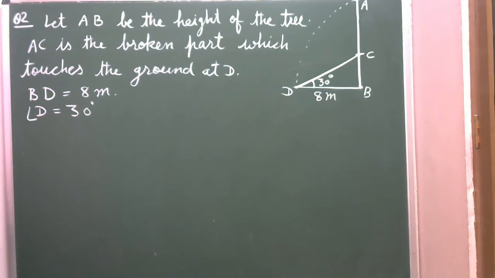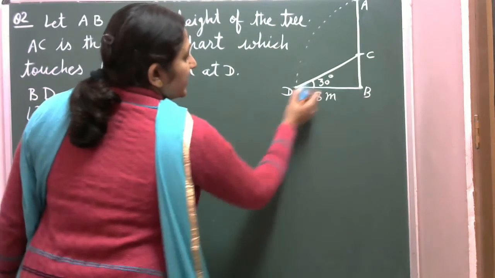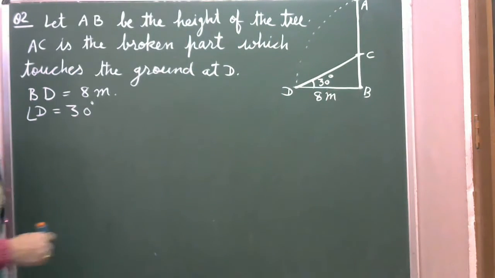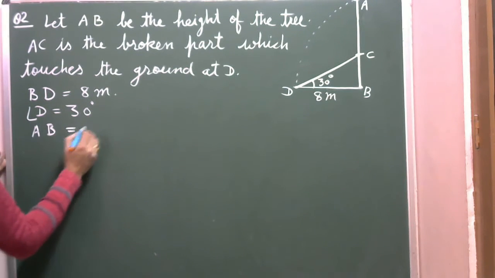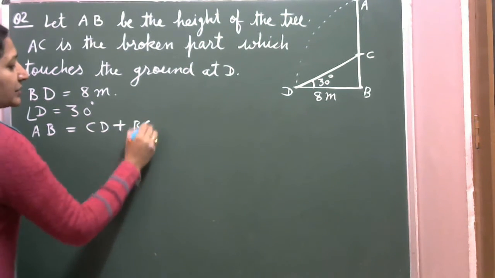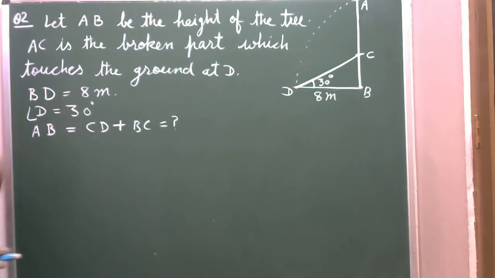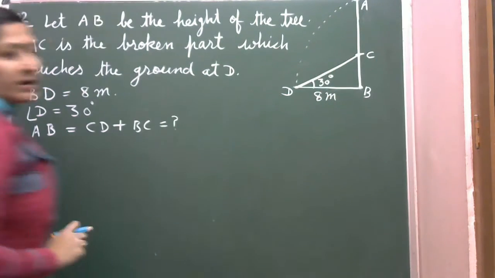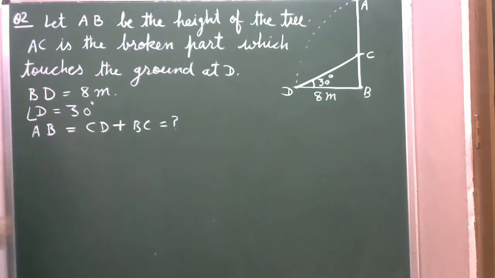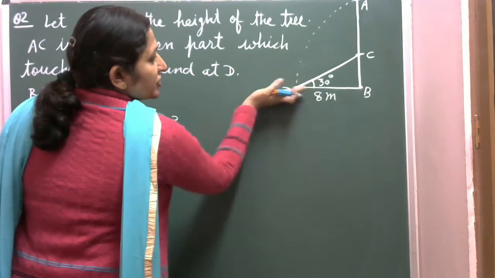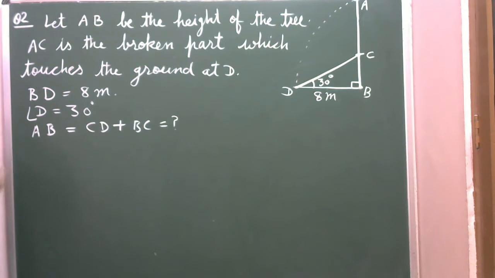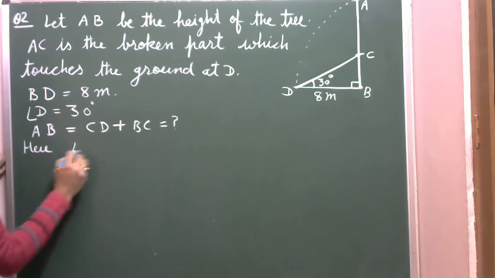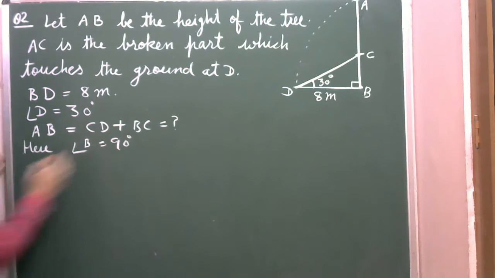Now in this question we have to find the height of the tree, so for that what do we have to do? We have to find CD separately and BC separately and then we will add these. Height of the tree, we have to find AB. AB is equal to CD plus BC. It means we have to find out CD and BC. Clear? So first we will consider the triangle. This is the ground level, the horizontal level, and the tree is vertical, so what is this angle B? Right angle. So here angle B is 90 degrees.